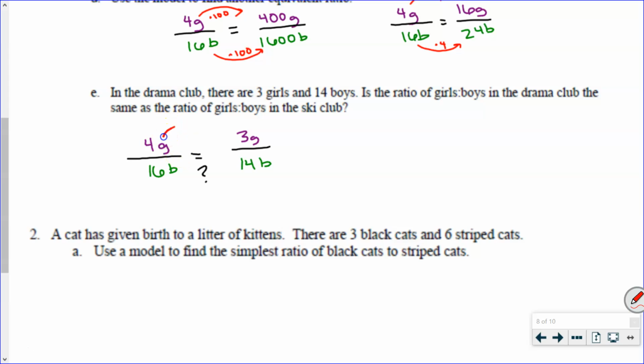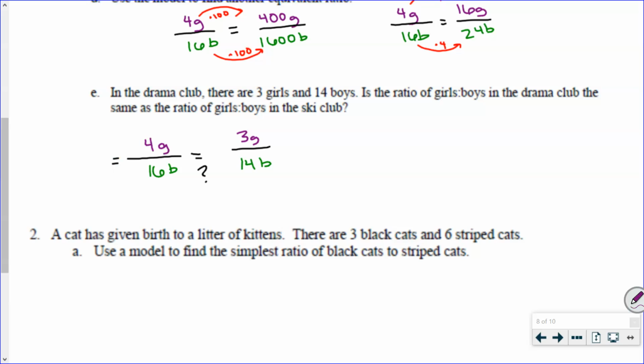Can you very easily turn a 4 into a 3? No. How? If you say yes, tell me how. No. 4 times what is 3? Not an easy question to answer, is it? And since it's not an easy question to answer, let's not answer it. Let's use our simplified ratio.